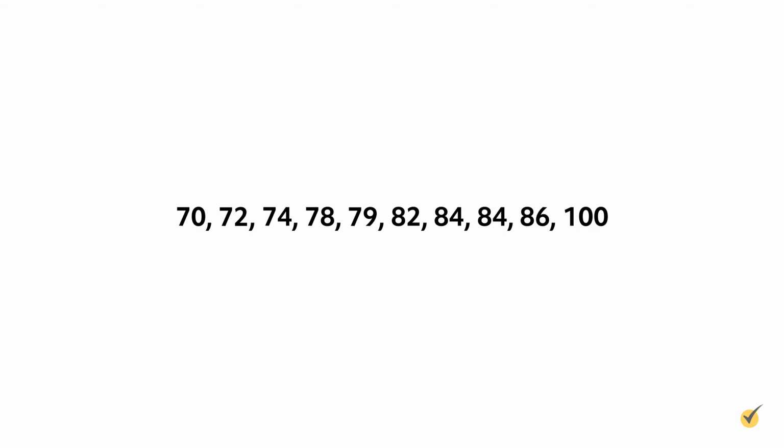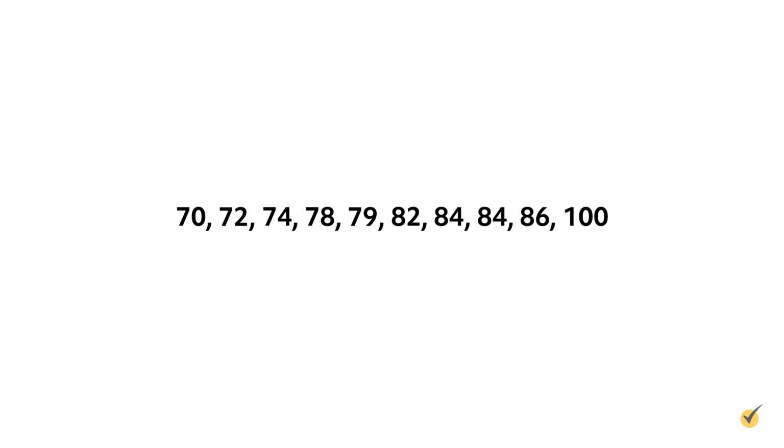Next, identify the median. Recall that the median is the middle value in a list of numbers ordered from least to greatest. Since this list has an even number of data, there are 2 data points in the center, 79 and 82. To identify the median, add these numbers together and divide by 2. 79 plus 82 equals 161, and 161 divided by 2 equals 80.5. Therefore, the median is 80.5.